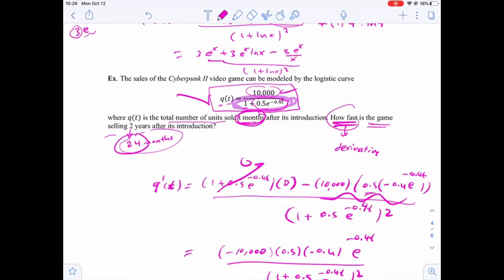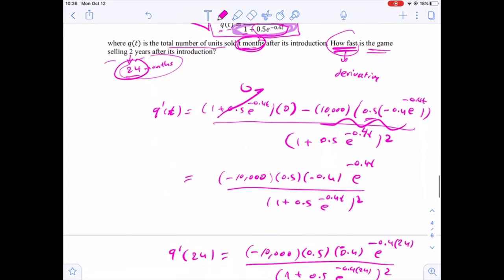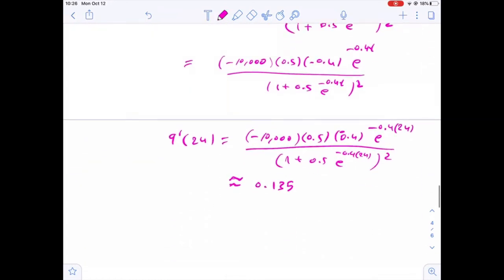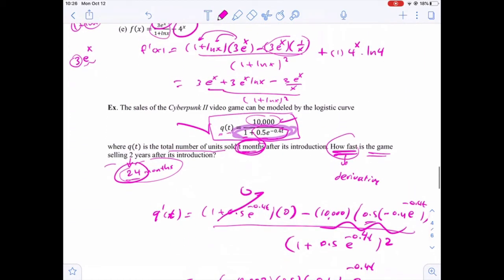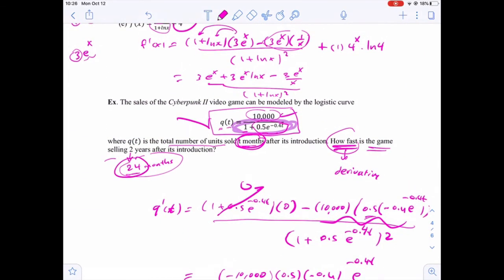Okay, so when we ask how fast, that means at time t equals 24. How fast is the game selling 2 years, or 24 months, after its introduction? It is 0.135 quantities per month.